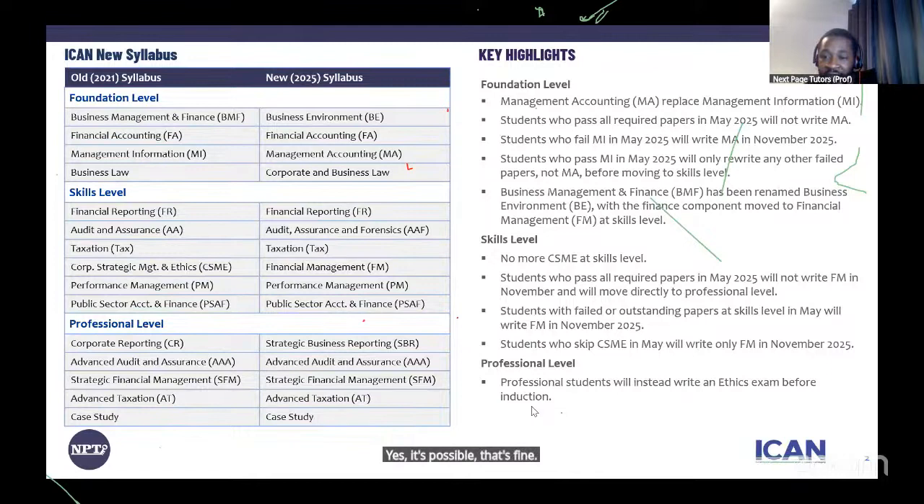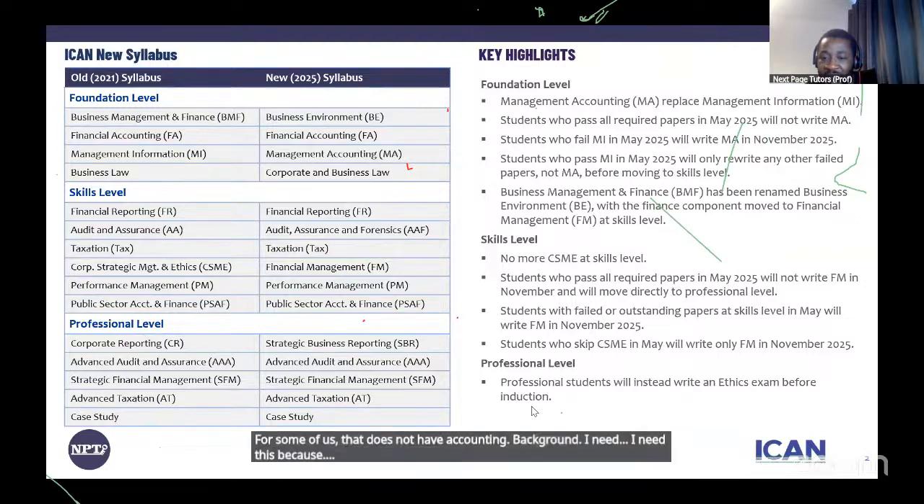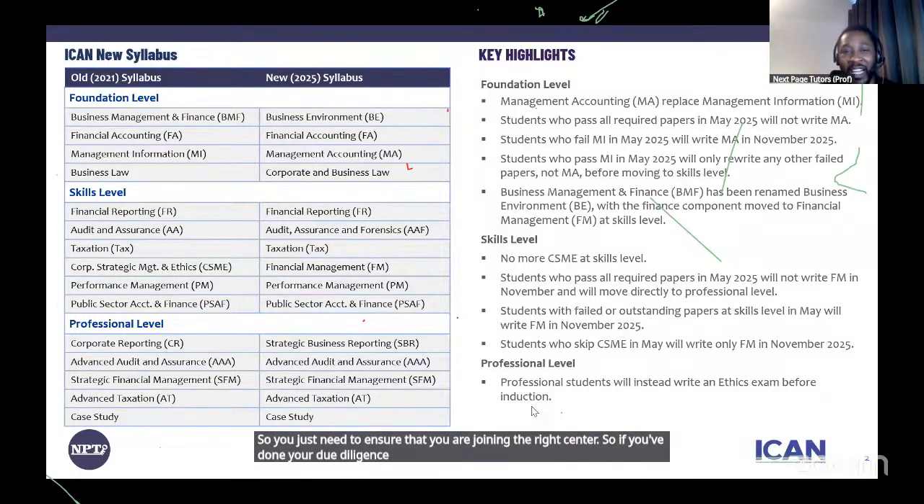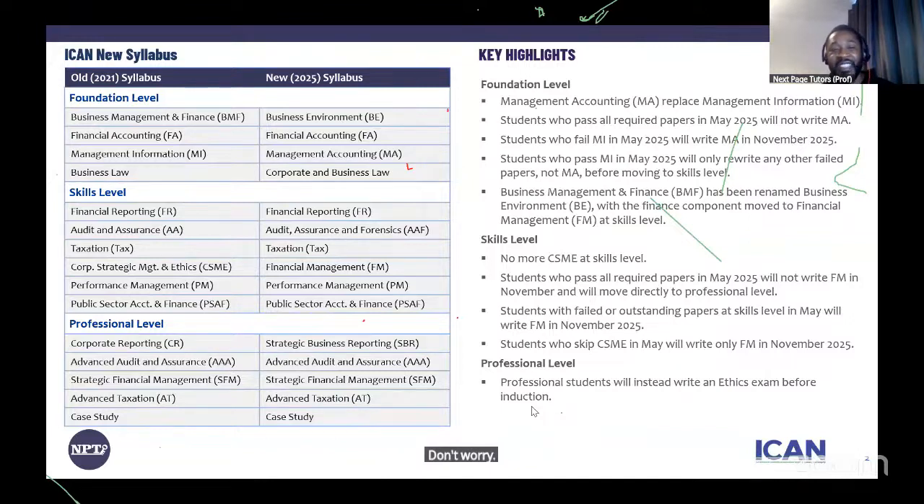I hope the lectures are friendly for some of us that do not have an accounting background. I need this because of my new career. Yeah. Of course, ICAN does not lecture. We provide the lecture. So you just need to ensure that you are joining the right center. So if you've done your due diligence and we look like the right center to you, don't worry. All you need to do is get ready for the weekends.